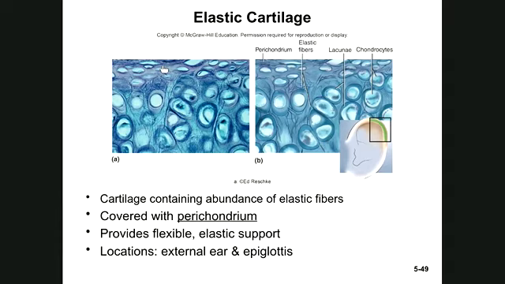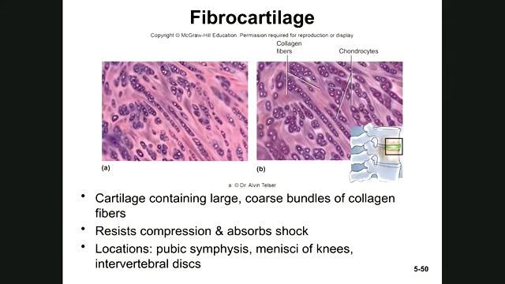Again, here you can see the chondrocyte in the center in the round lacuna, and here you have chondroblasts, which are flat or oval shape in the oval lacuna, and the perichondrium is the dense irregular connective tissue around the cartilage. And the last type of cartilage is called fibrocartilage or fibrous cartilage.